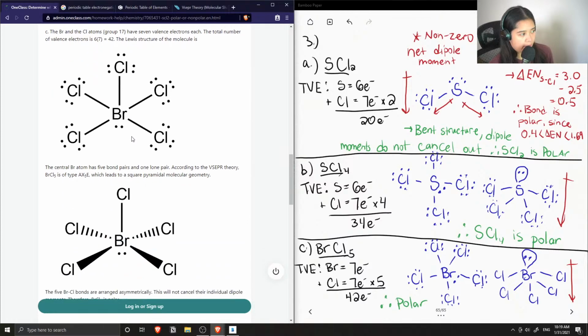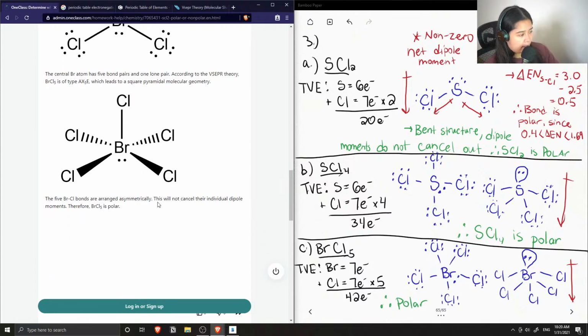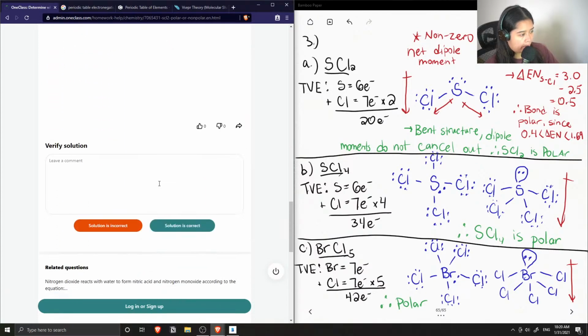And the same thing goes for our last molecule. This has a square pyramid molecular geometry, which is arranged asymmetrically. So this solution is correct.